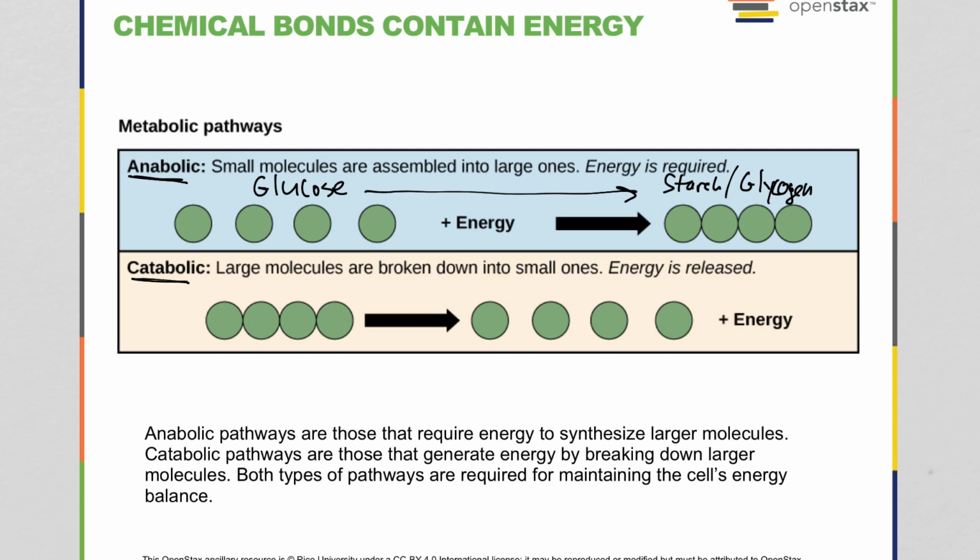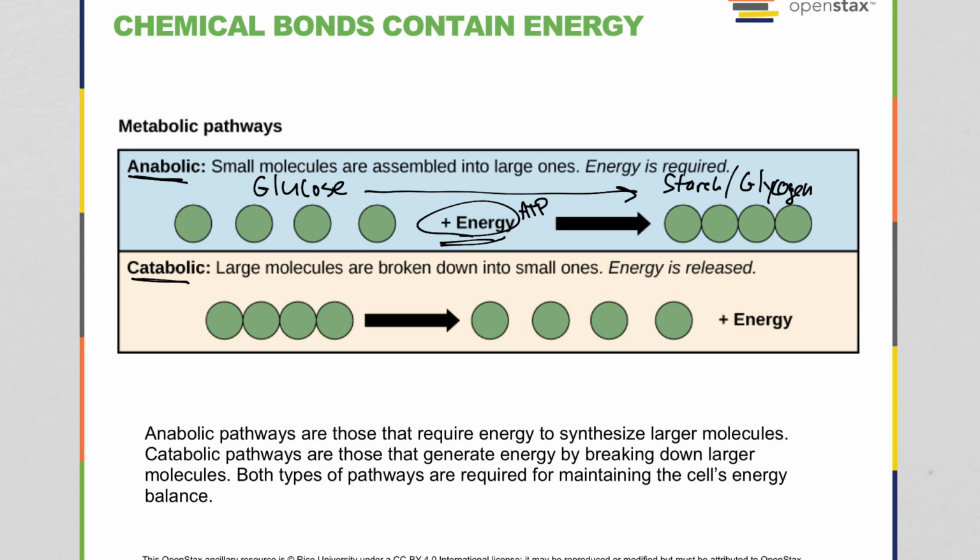So the concept is you're going to have to add energy to make that happen. Glucose molecules don't just randomly start forming starch or glycogen. You'll spend energy to make that happen. In a biological setting, that energy usually comes in the form of ATP, which we'll talk about in a bit.